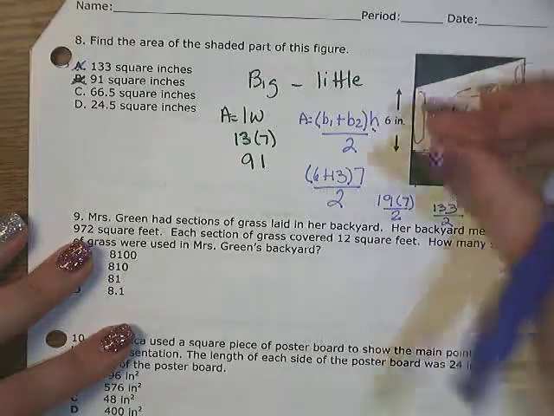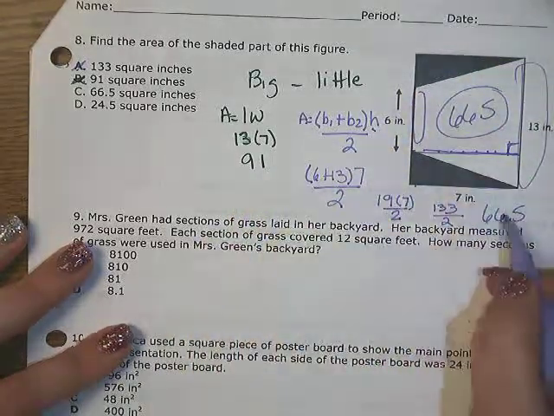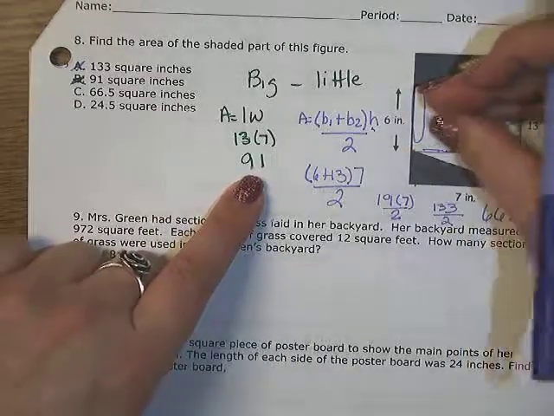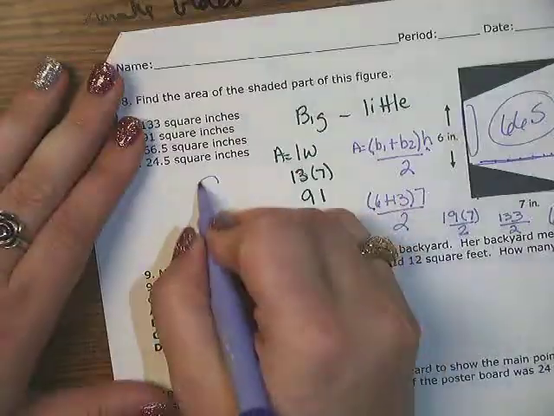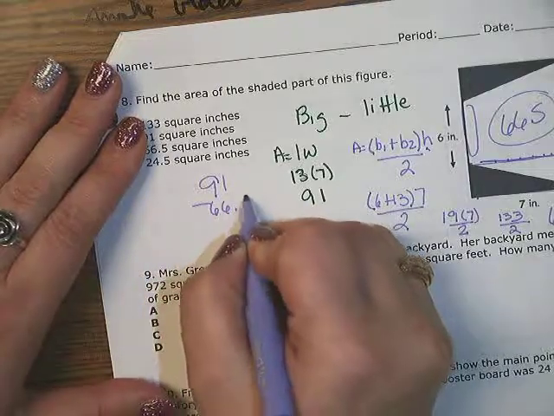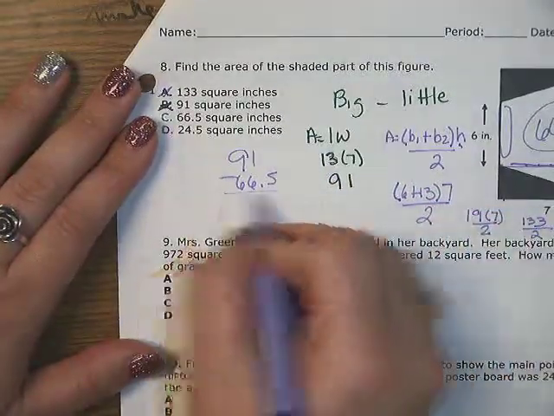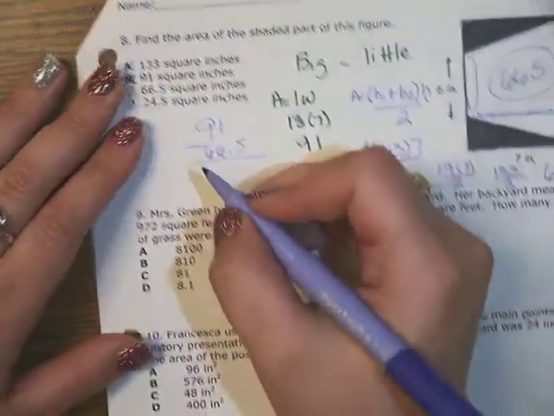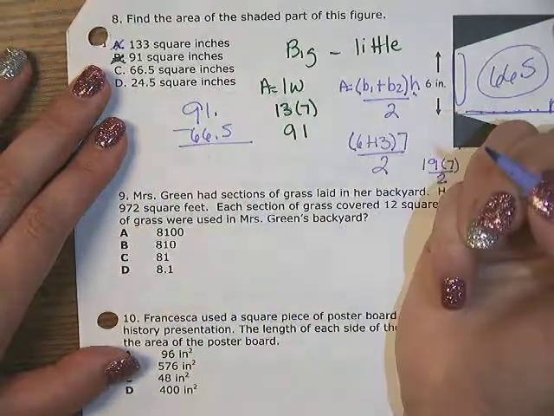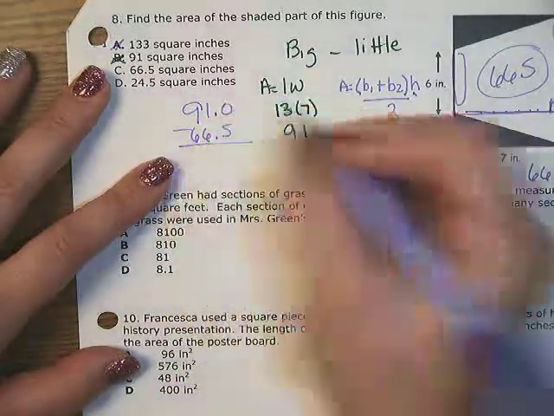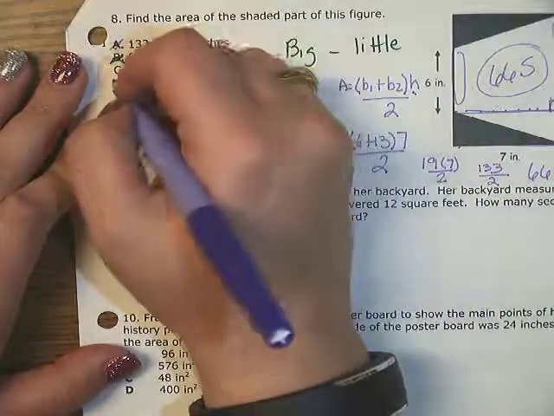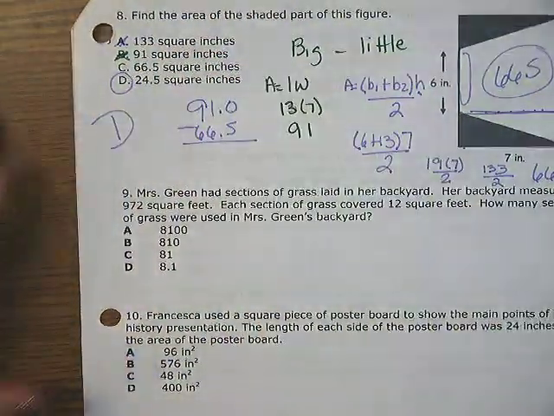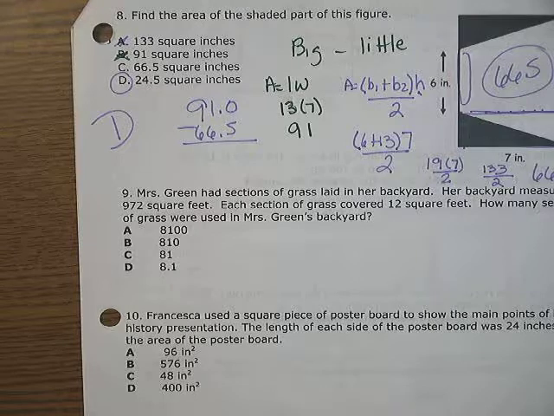Okay? And we said up here that we were going to take away the white part because I just want the shaded. So now I have 91 and I have 66.5, and I'm going to take away the 66.5. So 91 minus 66.5. Remember to line up the decimals. If there's not a decimal, I tell my kids, if it's out of sight, you stick it on the right. So the decimal goes on the right. And then to make them look the same, I can just add a 0. When I subtract, I get D, 24.5 square inches.